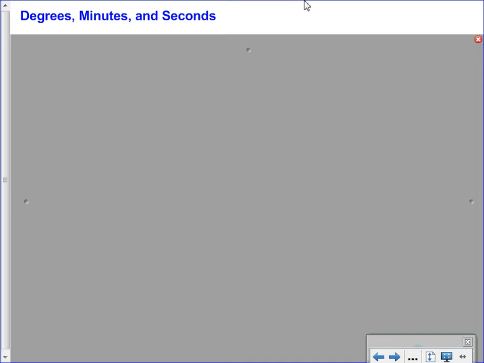Degrees, minutes, and seconds. All right. Focus on my backwards clock. How many minutes are in 1 hour? 60 minutes. How many seconds are in 1 minute? 60. All right. So if you think of degrees, minutes, and seconds, degrees is like the hours on the clock. So 1 hour, right? 1 degree will have 60 minutes.